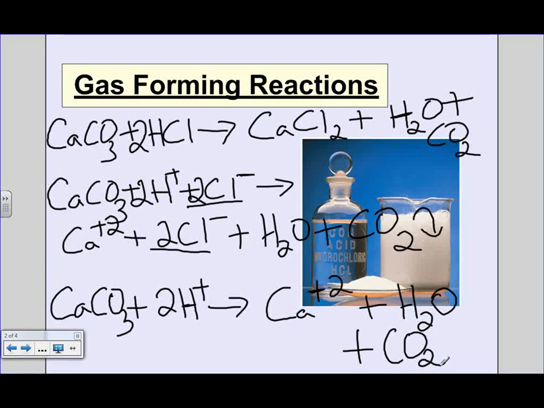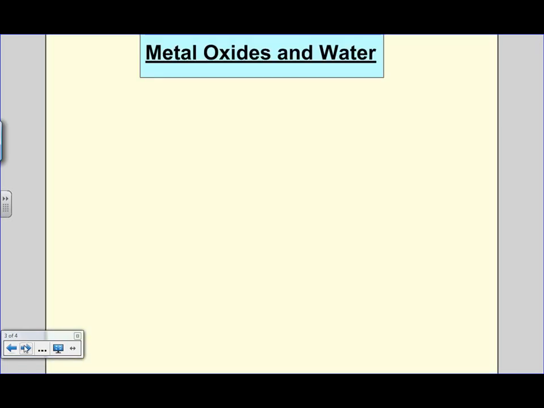One of the things that you'll see over and over is that H2CO3 is a product, that carbonic acid readily decomposes into carbon dioxide and water. It's one of those things that we need to know as advanced placement students.